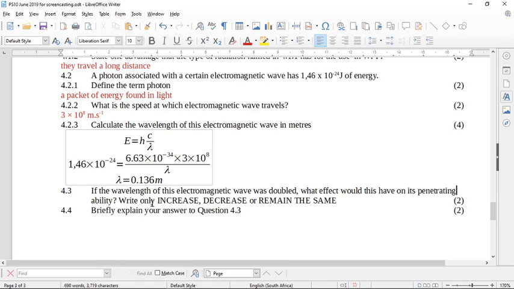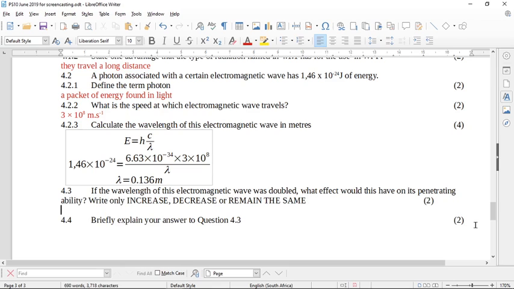Then it says to you, if the wavelength of this electromagnetic wave was doubled, what effect would this have on its penetrating ability? Write only increase, decrease, or remain the same. These questions are here to test your understanding. If you have a formula, you can work it out. The energy is inversely proportional to the wavelength. Look at this formula. Here's my energy. Here's my wavelength. The wavelength is a denominator. So if the energy gets bigger, the wavelength has to get smaller, because remember, you are dividing by the wavelength.